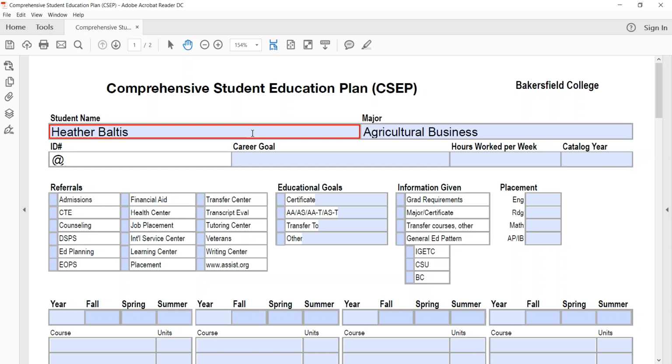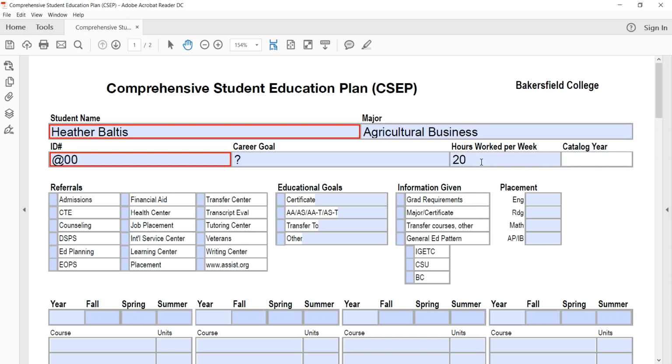Please put in your @ number so that we can reference that. Maybe you have a career goal in mind. If not, then that's fine. Sometimes we have to go through a few classes to figure out what we enjoy doing. How many hours do you work? Some of you guys work part-time, some of you are working full-time, and this will dictate how many classes you feel comfortable taking each semester. So it's really important to know how much you can balance between work and school.